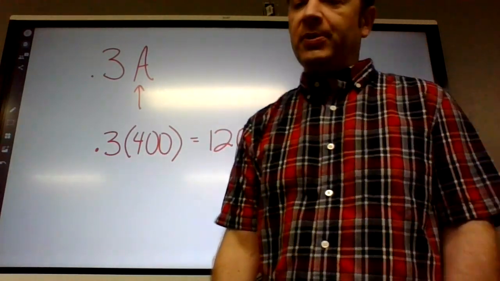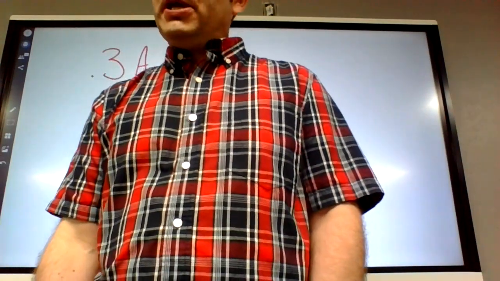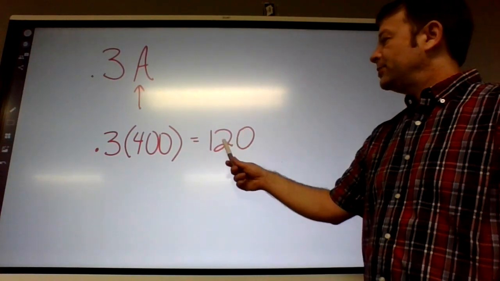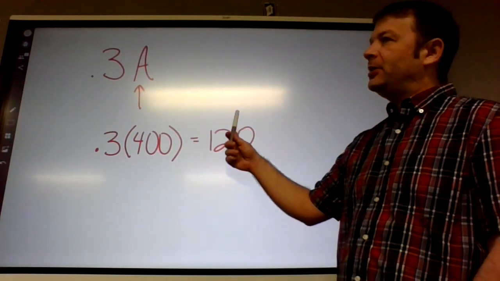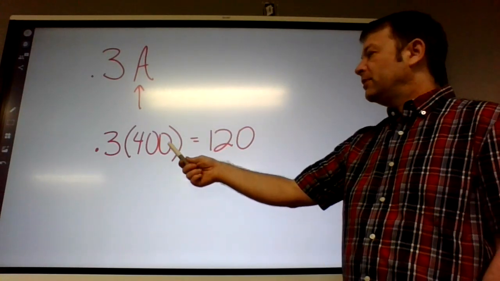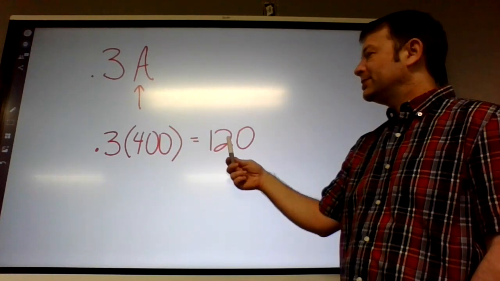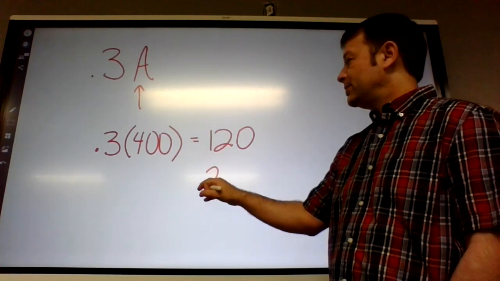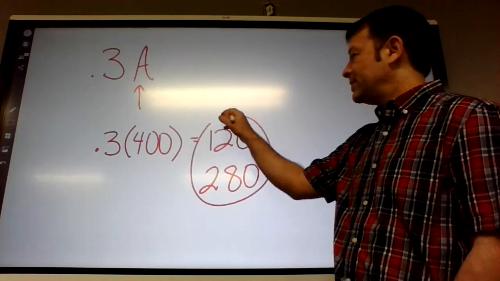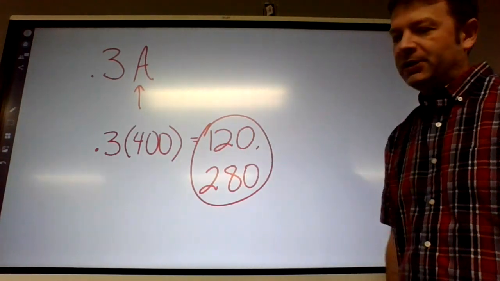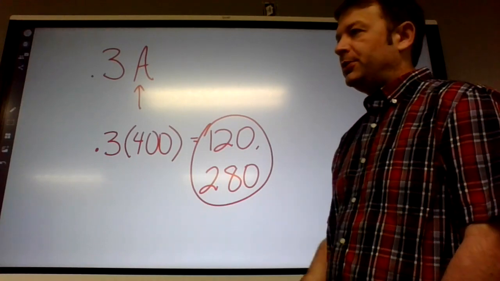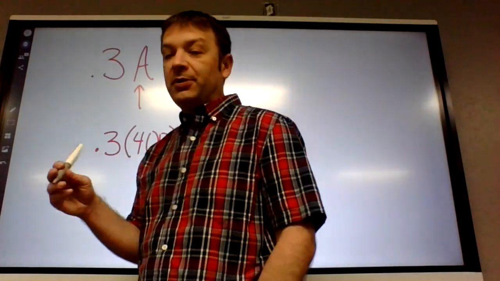I think there's a follow-up question though. How many had previously seen a game of lacrosse? So if 120 people had never seen a game, how many of those had seen the game before? 400 minus 120. 280. So 120 had never seen it, 280 had seen it before. Or you could have figured out what 70% of 400 was. That would also work.